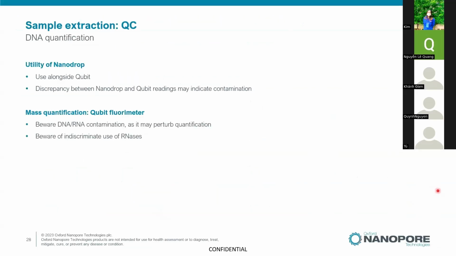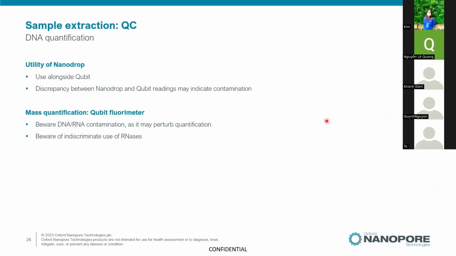So for sample extraction QC in general, we typically use two methods for DNA quantification, the NanoDrop as well as Qubit. NanoDrop, as we know, is a spectrophotometer that measures the DNA concentration based on the absorption at 260 nanometer. This is very widely used because it's very quick, it's very easy, and it also provides both the concentration and purity of your samples.